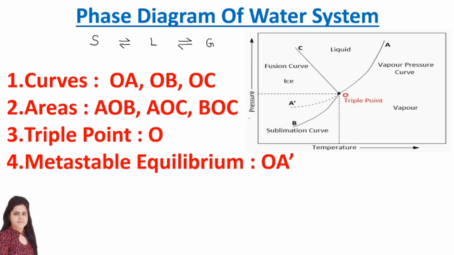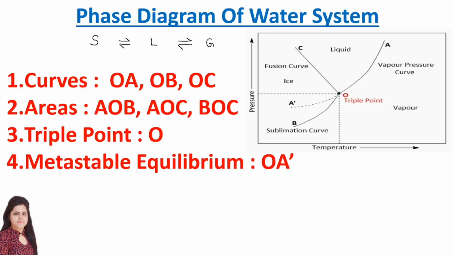This is a pressure-temperature graph. It is called a phase diagram, and it is used to understand how the phase transitions occur when you change the temperature or pressure conditions. Here you can see some points, some curves, and some areas, and then we have one triple point and one metastable equilibrium. One by one we'll see and try to understand this phase diagram of water.